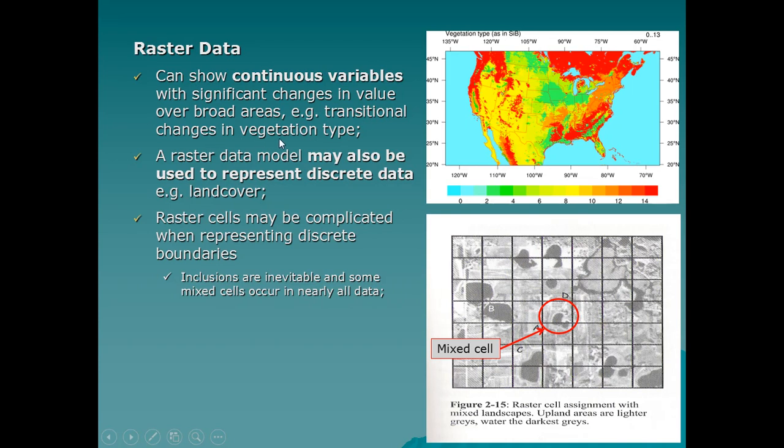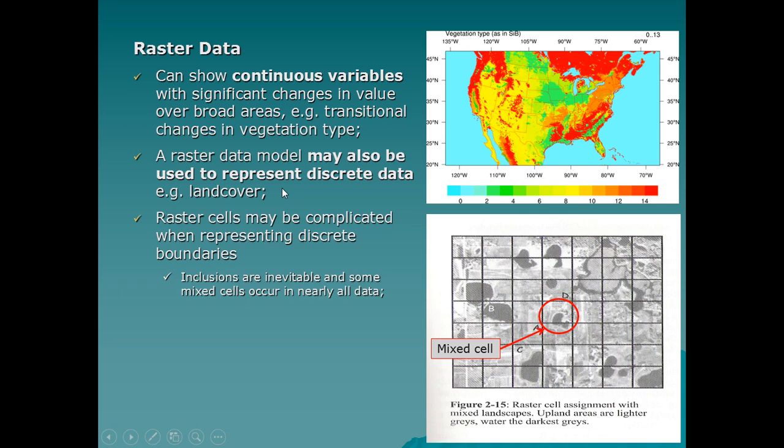For example, if you're trying to map vegetation type, we know in reality, out in the real world, vegetation type does not change abruptly from one side of a line to another side of a line. In the natural world, that change is transitional. The same would apply to soil type and other types of variables. In order to represent that transitional change, we say that raster data represents this better than vector data would. The raster data model may also be used to represent discrete data such as land cover.